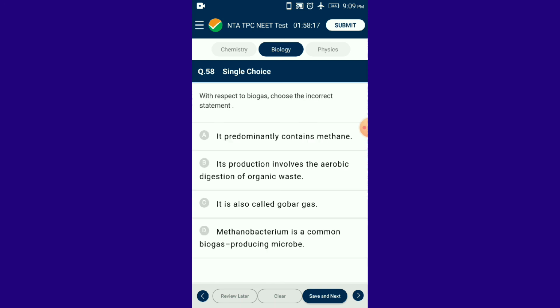Question number 58. With respect to biogas, choose the incorrect statement. Its production involves the aerobic digestion of organic waste. That is a wrong statement about biogas. Biogas is a gaseous mixture of methane, hydrogen sulfide, and carbon dioxide produced by microbial action with the breakdown of organic matter in the absence of oxygen. So the incorrect statement about biogas is option B.